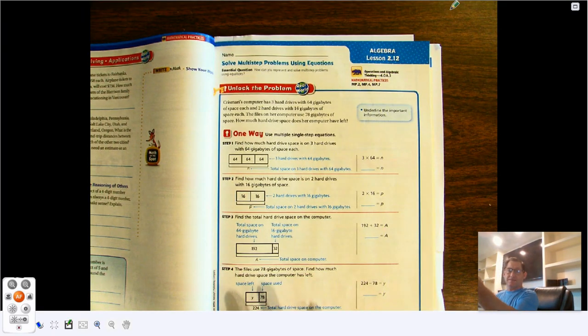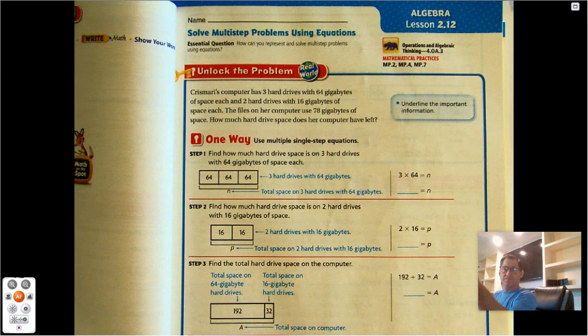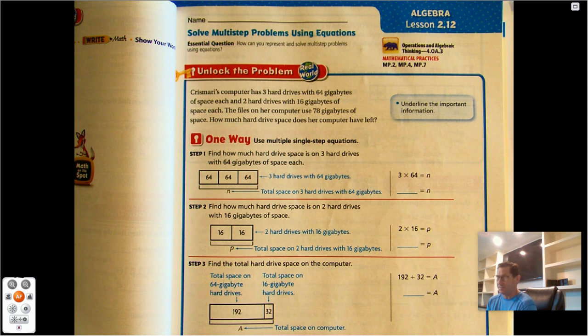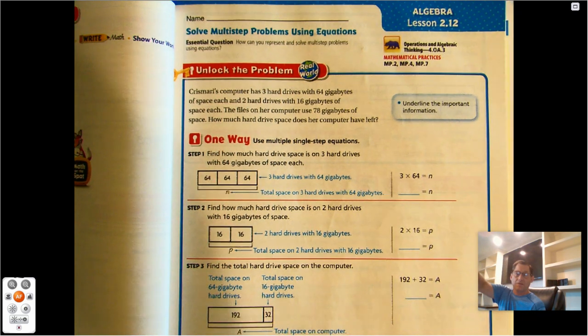Hello, in today's lesson, lesson 2.12, we're going to discuss some algebra concepts, and we're going to solve multi-step problems using equations. And so we're on page 93 of our fourth grade textbook. And so let's look at our unlock the problem.